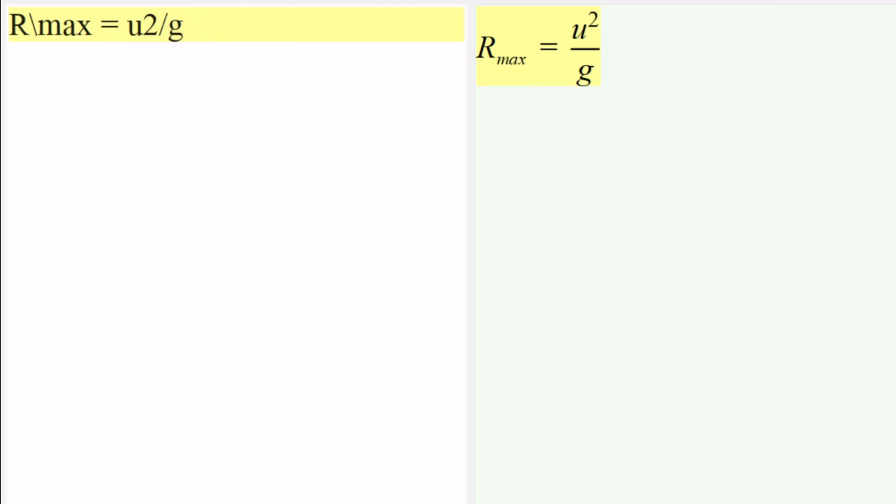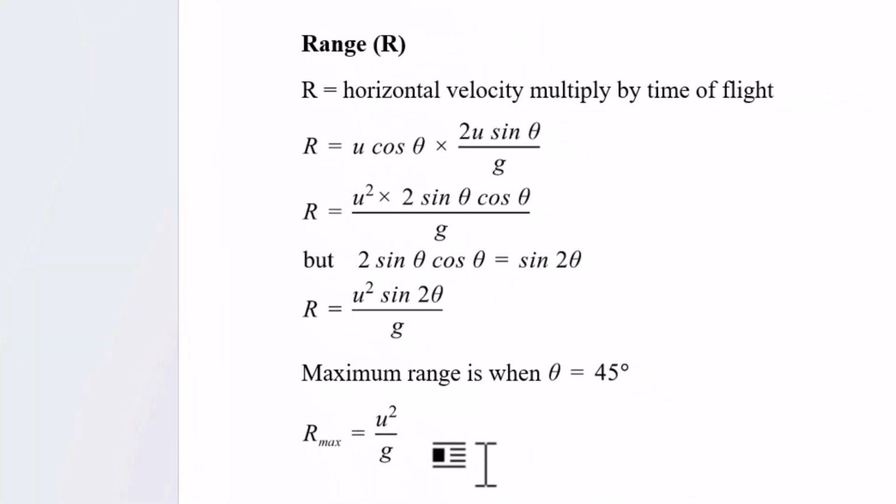So maximum range, R maximum, is going to be equal to u square divided by g. So this is the maximum range. Take note of that. Range is maximum when theta is equal to 45, so 2 times 45 is 90, sine 90 gives us 1. Therefore maximum range is u square all over g.